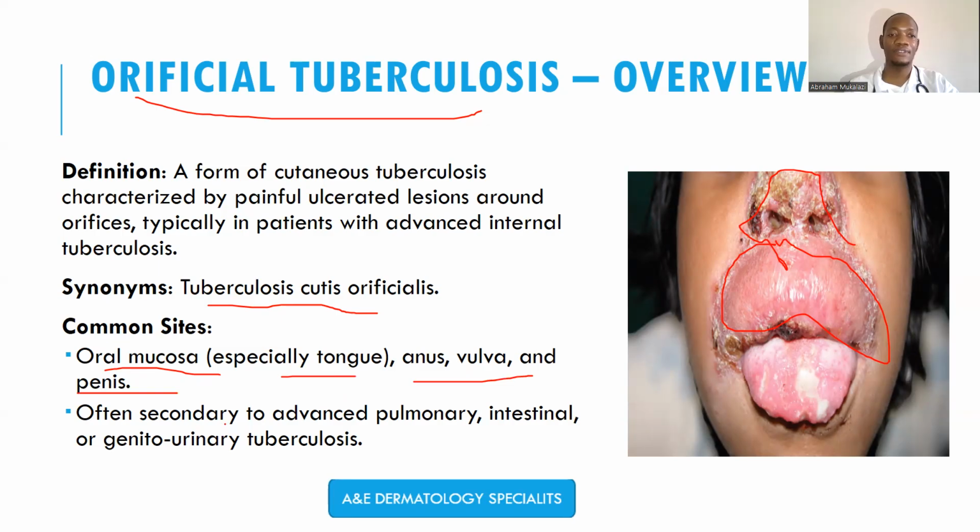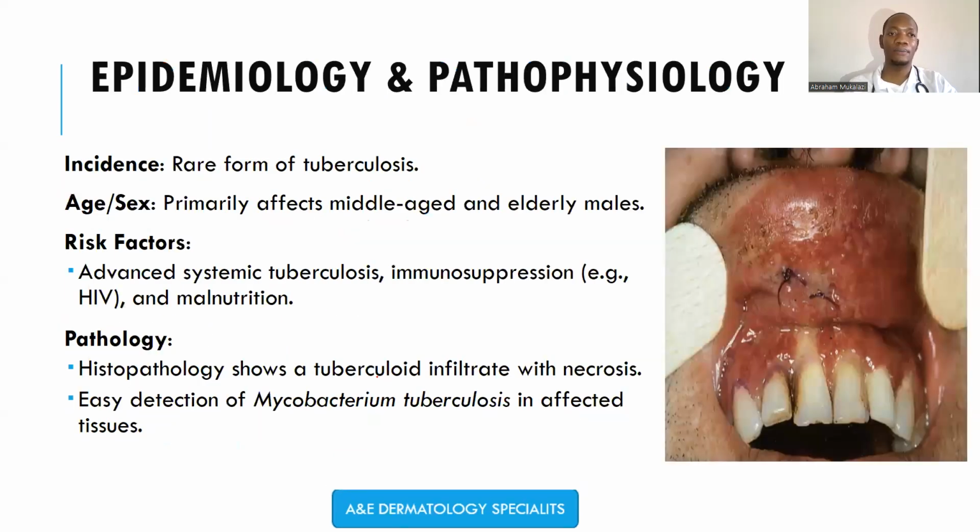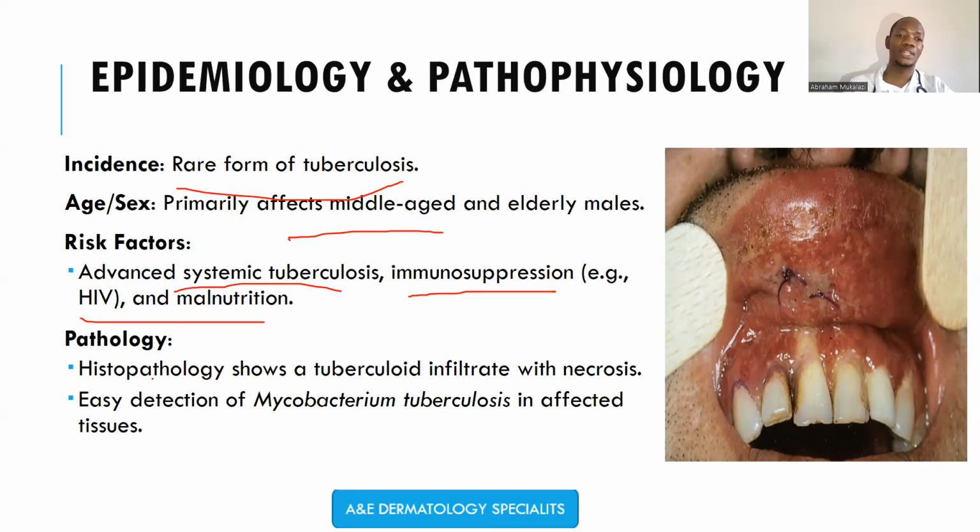And oftentimes it occurs secondary to pulmonary TB that is advanced, that ends up being disseminated to the different organs. So this is also a little bit rare type of skin TB, and it affects people in the middle ages or even the elderly. And risk factors include someone with advanced systemic tuberculosis, especially those with immune suppression, those on chemotherapy medicine, HIV infection, malnutrition, transplant patients. You have to think about tuberculosis every time you see a mucosal ulcer that is not healing.